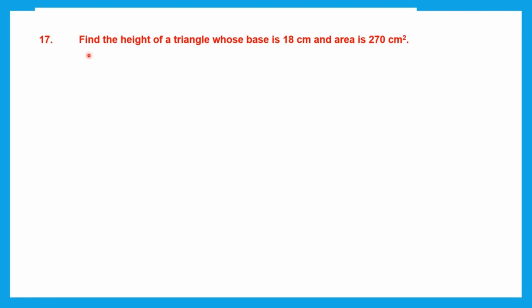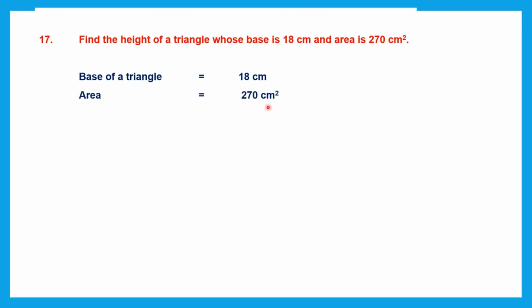Question 17. Find the height of a triangle whose base is 18 centimeters and area is 270 centimeters square. So this time you're going to find the height. Base is given and area is given. With the help of the formula for area, we can find the height. So what's given to us? The base of the triangle is given to us, 18 centimeters. Area is also given to us, 270 centimeters square.